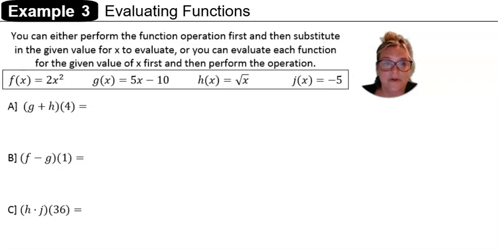Welcome back. Now we're looking at example 3, where we have f of x as 2x squared, g of x is 5x minus 10, h of x is the square root of x, and j of x is the constant, -5. And this time we're not just going to perform the operations, but we're going to evaluate that resulting function in terms of the value that's given in the parentheses.